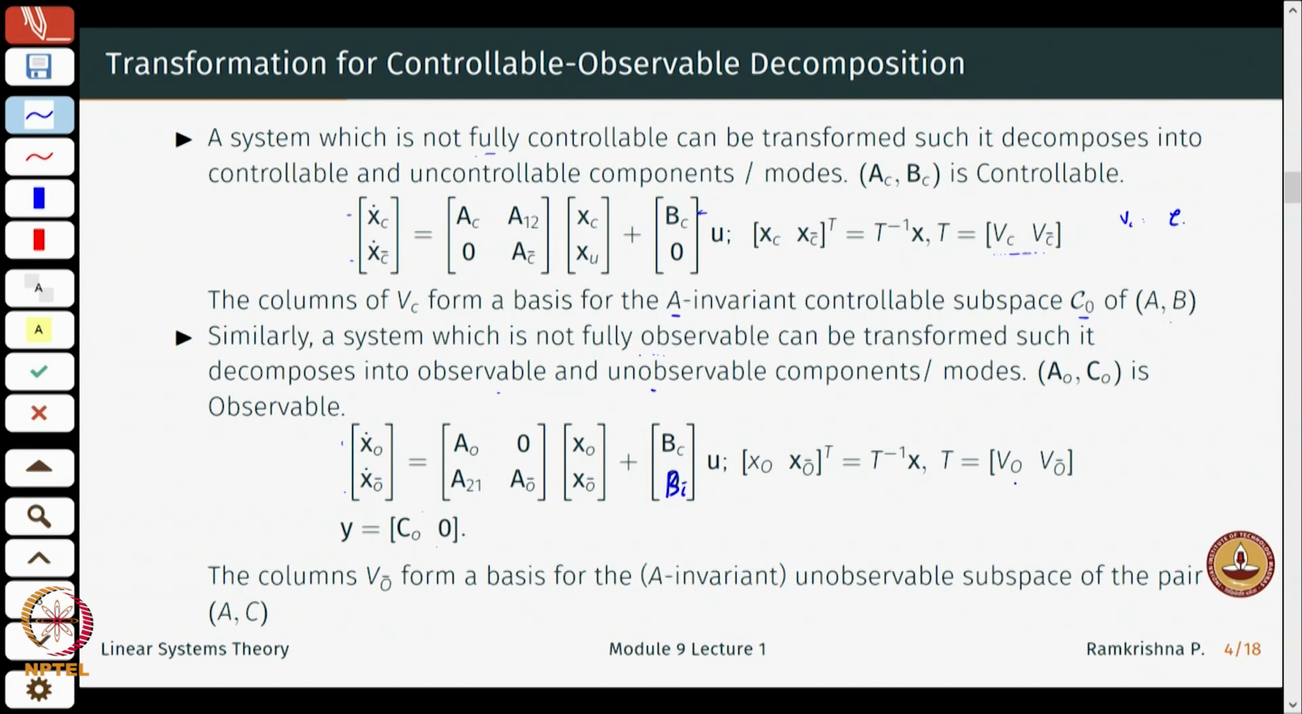Again, the transformation will be V naught and V naught bar, where the columns of V naught bar form a basis for the A invariant unobservable subspace of the transformation AC, and this V naught comes from again the observability matrix. Okay. So now we will see how to combine these two and get a decomposition for a system which can be both uncontrollable in some modes and unobservable in some modes.